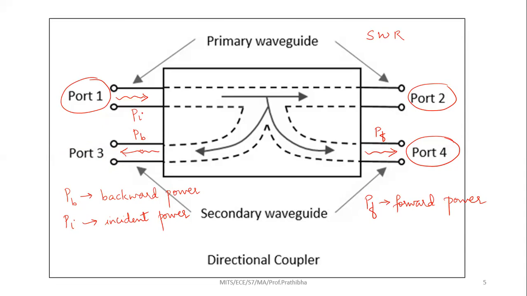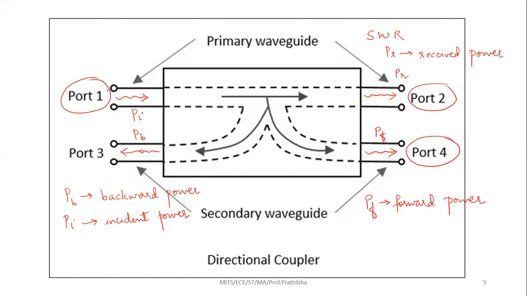So we have PI, we have PF. You can also call it the received power. So we have the received power, that is PR. So we have 4 things here: received power, forward power, backward power, and incident power.